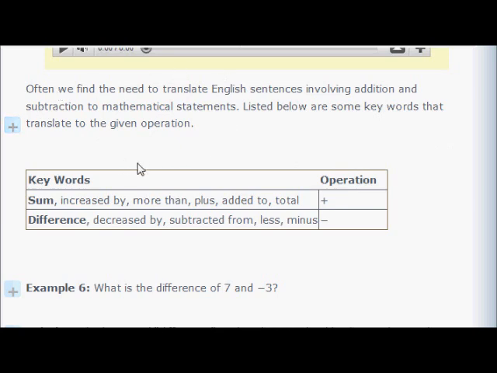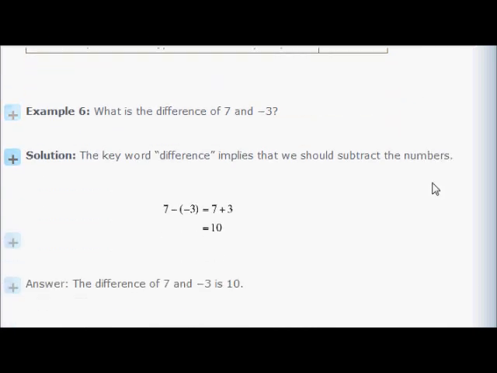Okay, now what we're going to learn how to do is take something that's written in English and make it into an equation instead. Okay? So, if there are words like the sum, increased by, more than, plus, added to, total, these all refer to addition, which is the addition sign right here. Difference, decreased by, subtracted from, less, minus. Some people even say take away. All right? That's the subtraction operation, and that's the subtraction sign here.